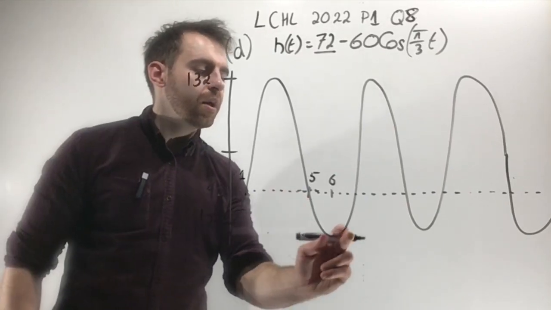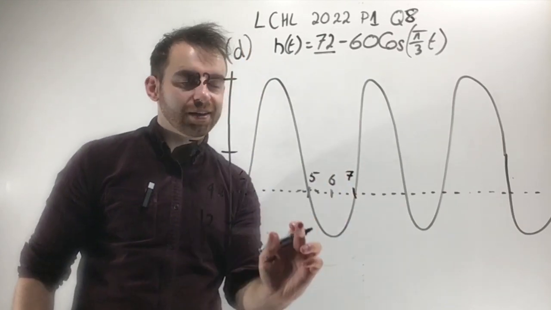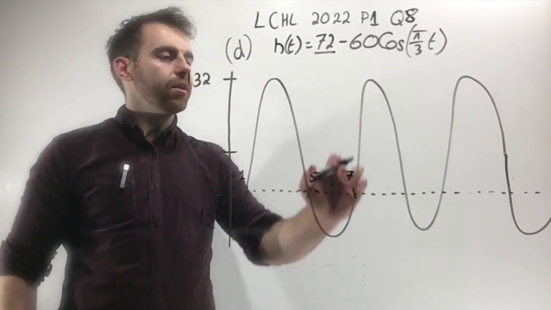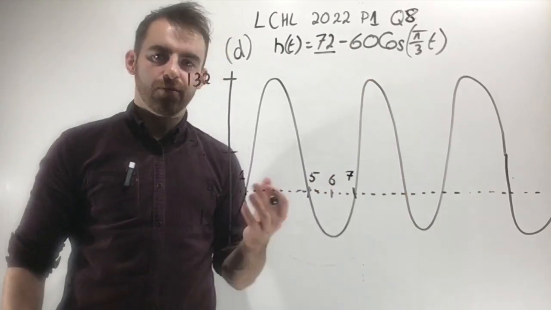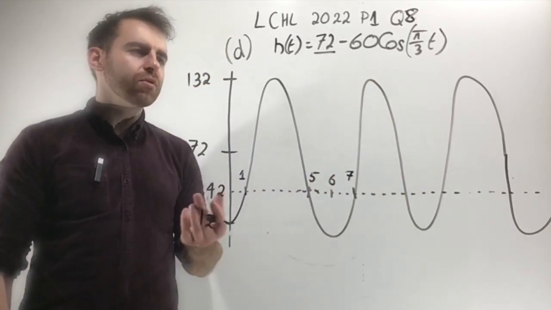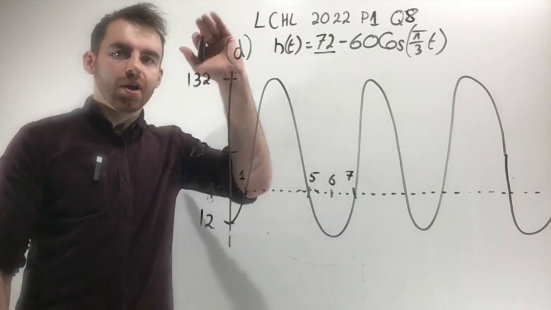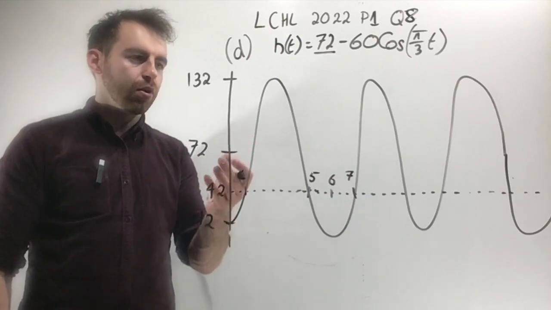Then you go down and you spend 2 minutes, from minute 5 to minute 7, less than 42 meters above the ground. Then you spend another 4 minutes more than 42 meters above the ground, and that repeats itself again and again. So the first thing we have to figure out is, in a 50-minute period, how many full oscillations are we going to go through here?